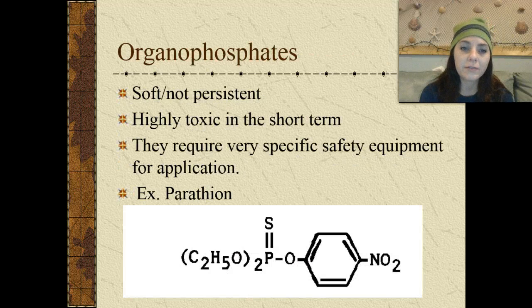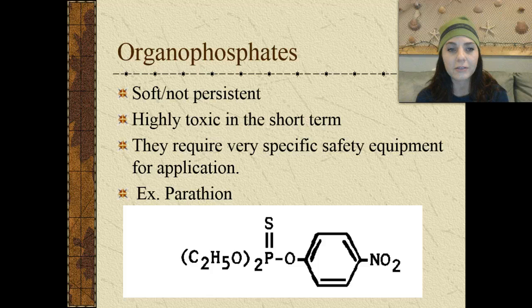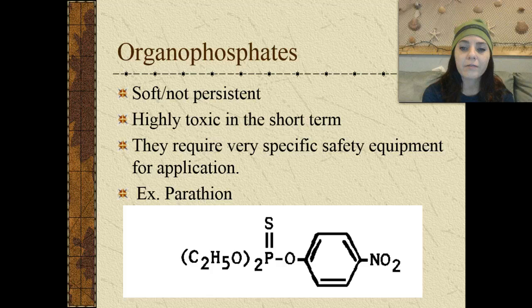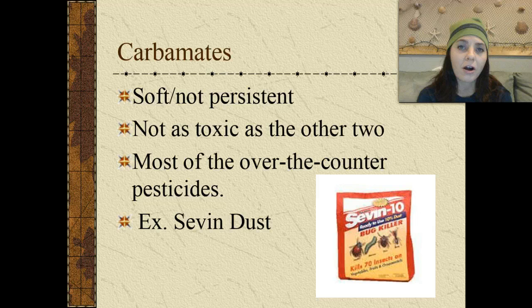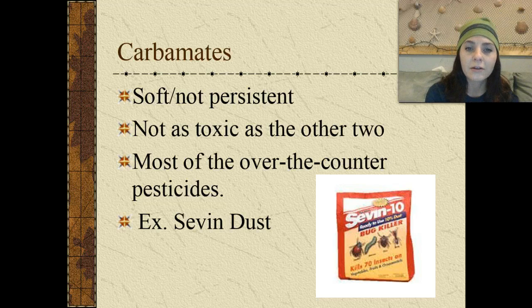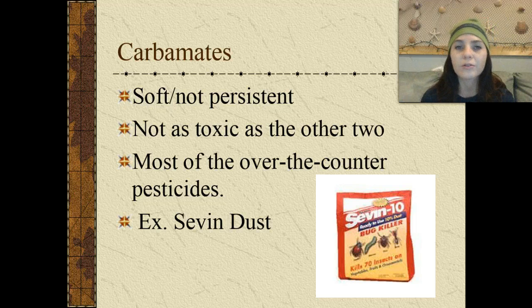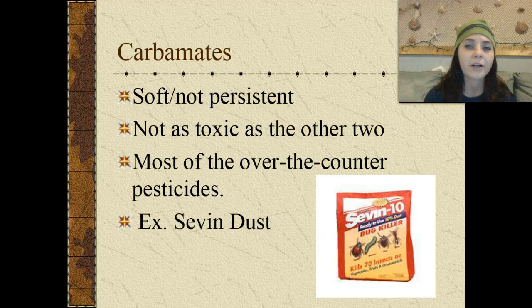We have organophosphates. These are soft and non-persistent. They can be highly toxic in short-term use, and they also require very specific safety equipment for application. An example of this is parathion. We have carbamates. These are soft and non-persistent. They're not as toxic as the other two that we've spoken about. Most of them are over-the-counter pesticides. They don't last very long, so these are ones that you can go to Walmart or Home Depot or Lowe's and get to scatter around your yard for fire ants, roaches, things like that.